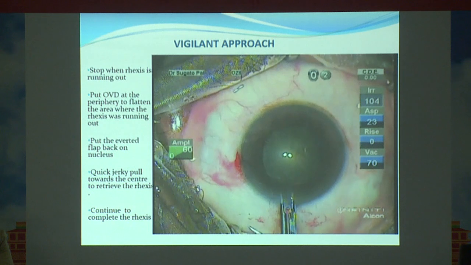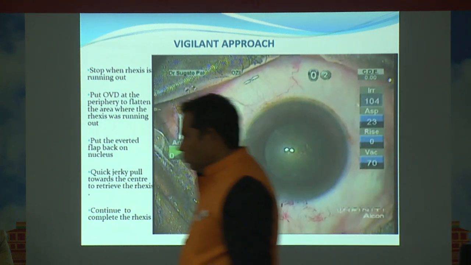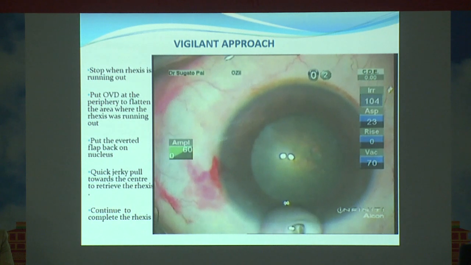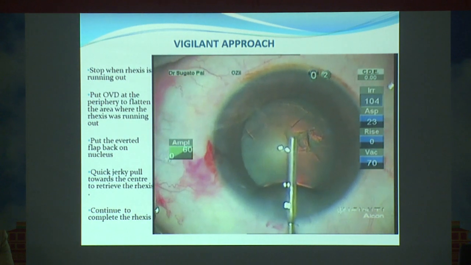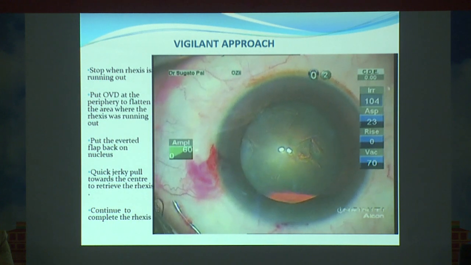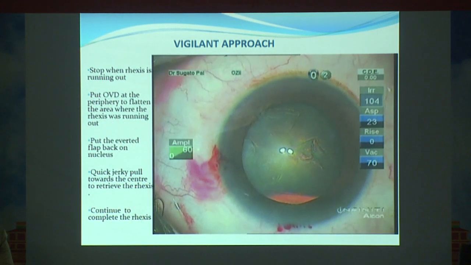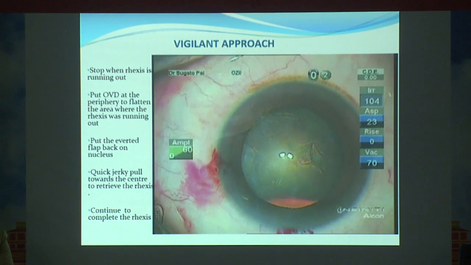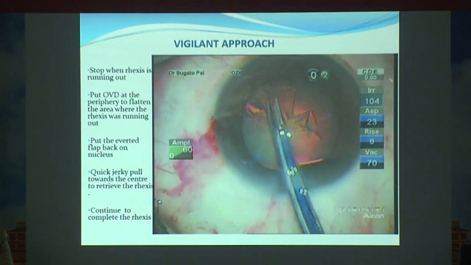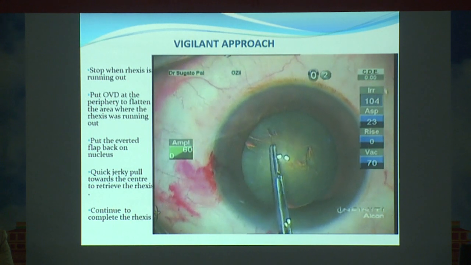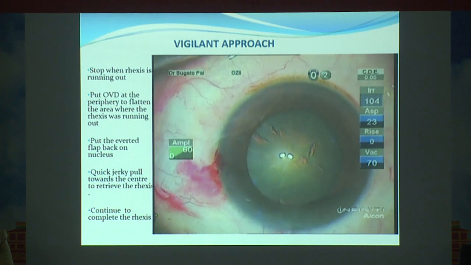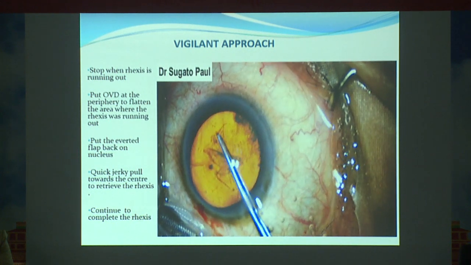What to do? The best thing is to put in OVD. The OVD should be put where the rhexis is running out. Increase the magnification, and you have to flatten the rhexis. You have to put the rhexis back. The everted flap has to be put back, and then you pull it in and try your luck. Here I am putting the flap back again and pulling with a quick jerk to the center, and the rhexis is rescued.